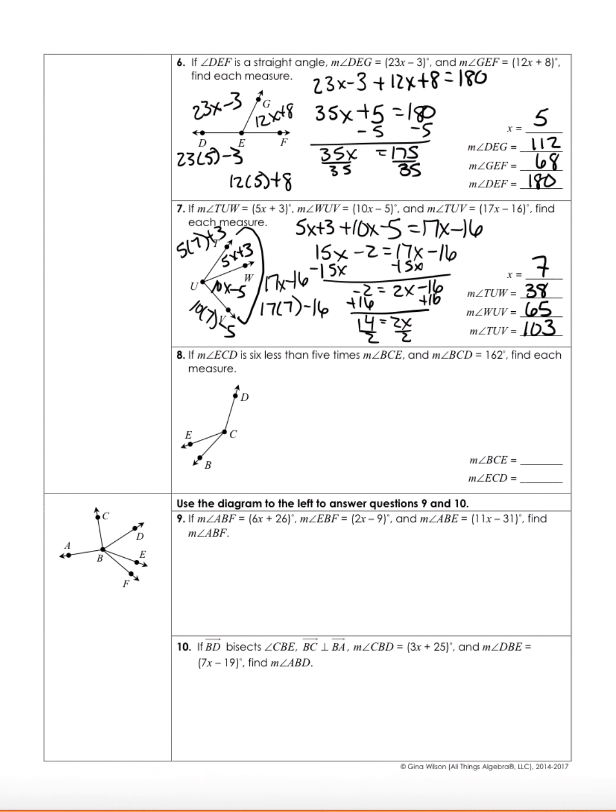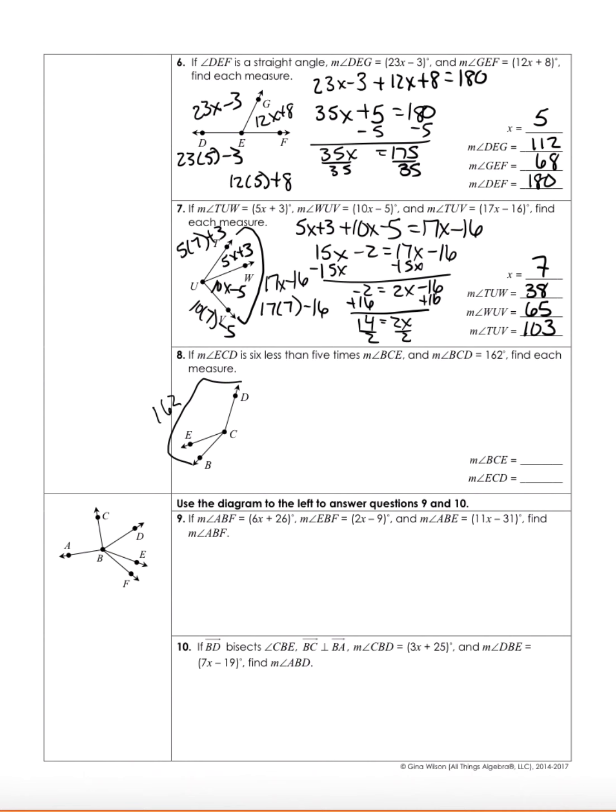All right, normally I would let you try the last one on your own, but number 8 uses some language we need to talk about. Here, we're going to find ECD. That's 6 less than 5 times BCE, and then BCD is 162. So let's label that. We've got the whole thing is 162. And it says that this bigger one is 6 less than 5 times BCE.